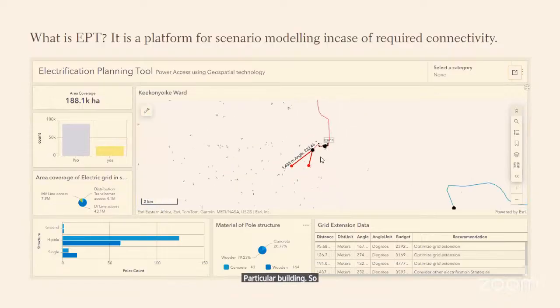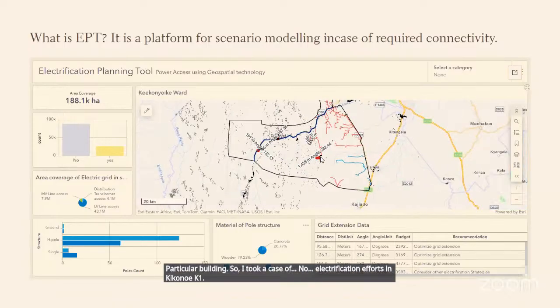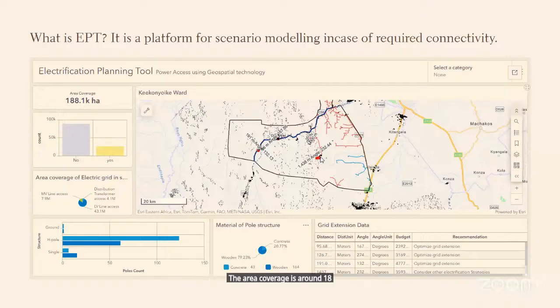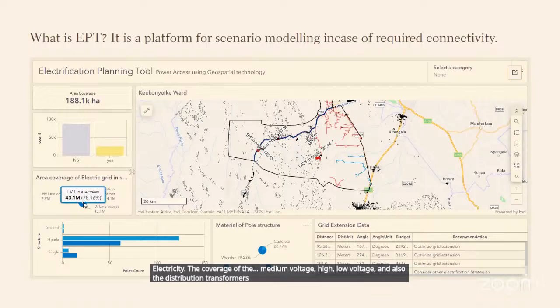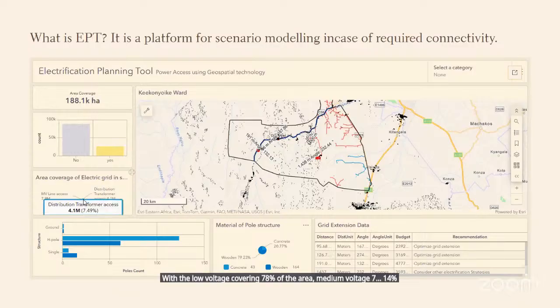So I took a case of electrification efforts in Kikonyoike ward. The area coverage is around 188 hectares, sorry. And you can see that still many households do not have access to electricity. The coverage of the medium voltage, low voltage, and also the distribution transformers is also detailed here, with the low voltage covering 78% of the area, medium voltage 14%, and the distribution transformer covering only 7%.